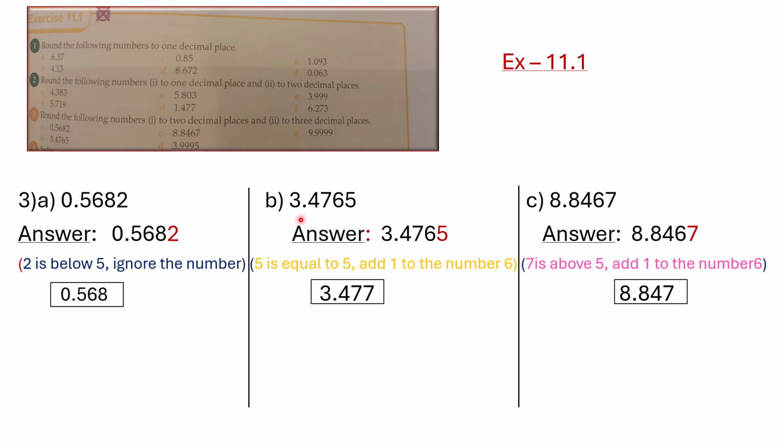B sum, 3.4765. The last digit is a 5. So 5 is equal to 5. So we have to add 1 to the previous number, which is 6. 1 plus 6 is 7. So the answer is 3.477. C sum, 8.8467. What is our last digit? That is 7. 7 is above 5. So we have to add 1 to the previous number. 6 plus 1 is 7. So the answer is 8.847.